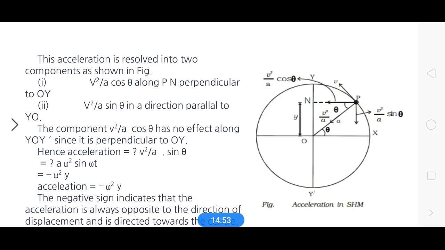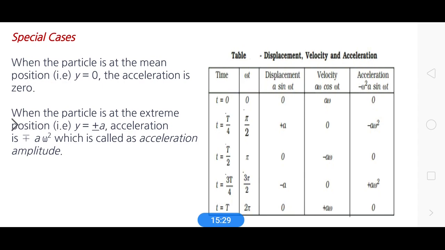So if the displacement is along O y dash, then the acceleration is from y dash to O, always opposite to the displacement. So acceleration is equal to minus omega square y is the acceleration of the particle executing SHM. The negative sign indicates that acceleration is always opposite to the direction of displacement and is directed towards the center. So this is the acceleration of the particle.